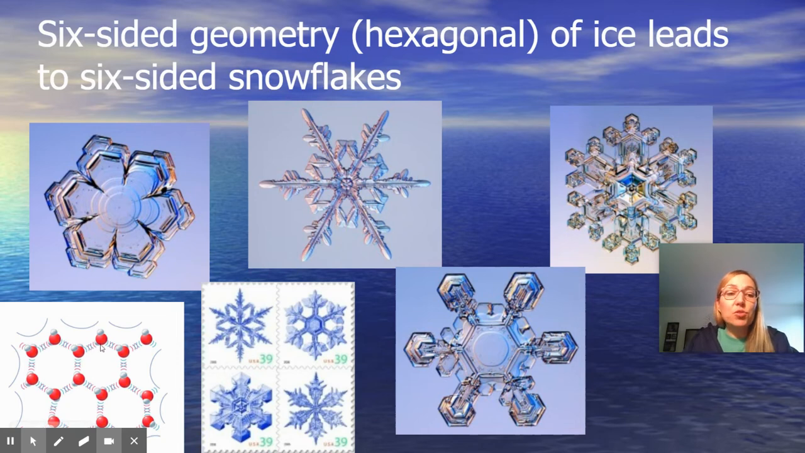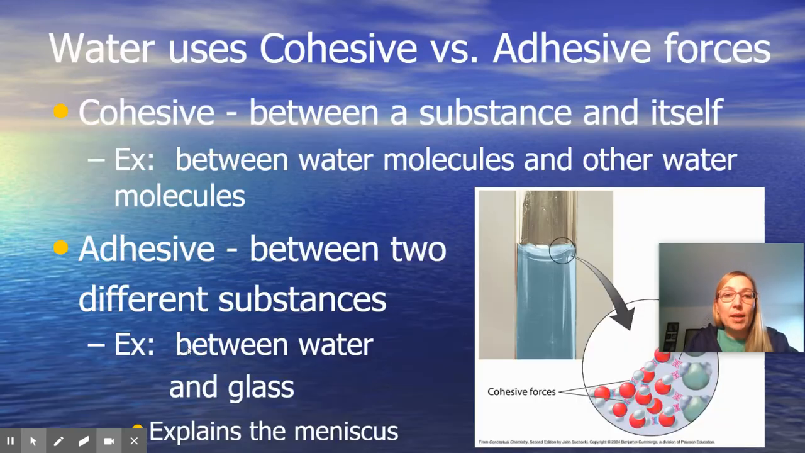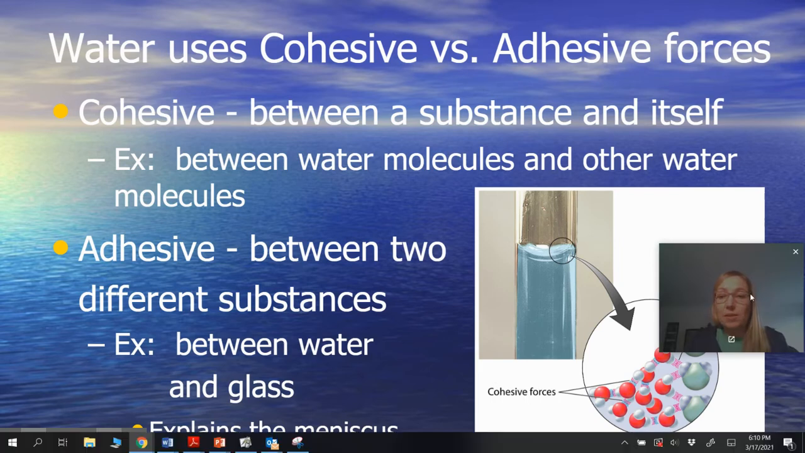So all of that is due to those hydrogen bonds, from the slightly negative O to the next slightly positive H, making these nice little neat hexagons. And if water didn't hydrogen bond, we could imagine that might have an impact on our beautiful snowflake pattern and formation. Next up is water's cohesive and adhesive forces.